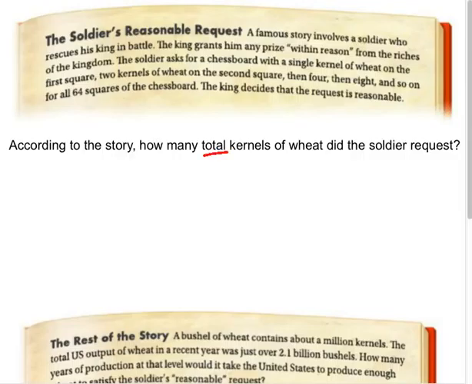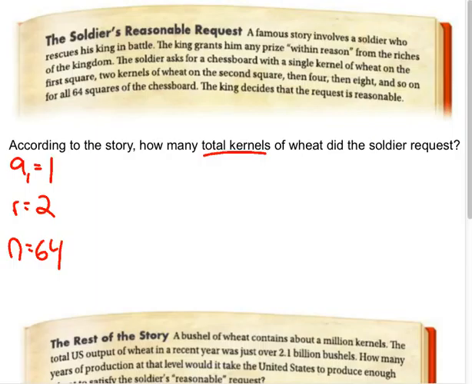Well, how many total kernels? That's going to be the summation of all of those pieces. So let's think. On the first piece, he asked for one kernel of wheat. And then what did he ask for? Well, he asked for two on the next one, four on the next one, eight on the next one. So what was he doing? Well, he was doubling it. So he had a rate of 2 that he was doubling this by. And then how many times is he doing this? Well, there's 64 pieces on a chessboard.